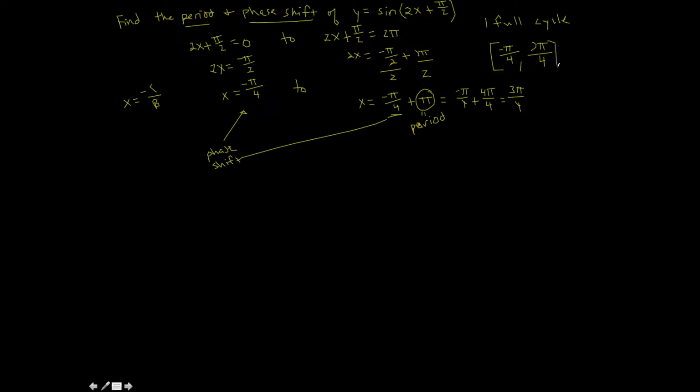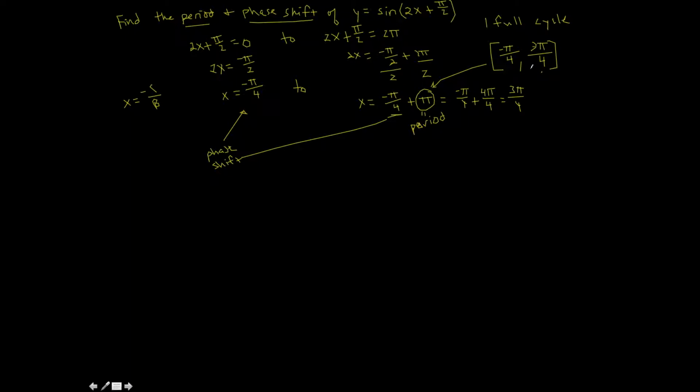So see, negative pi over 4 to 3 pi over 4 is, if you're thinking of that in terms of your graph, you can see how that gives us a period. This gives us a period of pi. Okay? Pi over 4 units to the left, 3 pi over 4 units to the right. Add those together, that gives you 4 pi over 4 units, which is pi. So that gives you a period of pi right there. So this is where one full cycle would begin. This is where one full cycle would end.